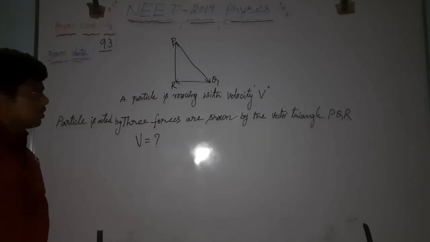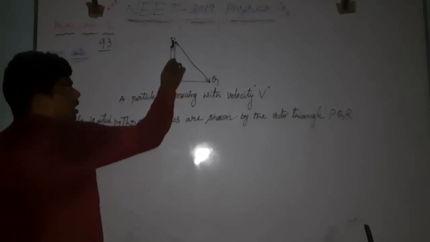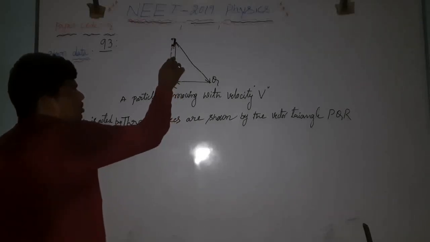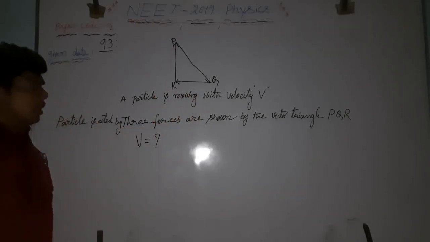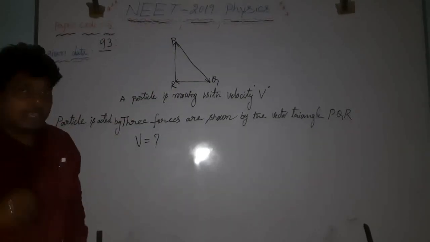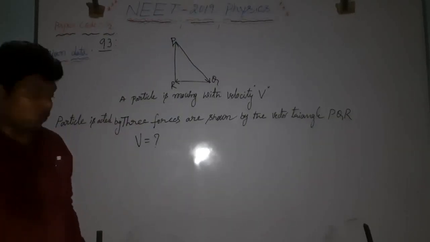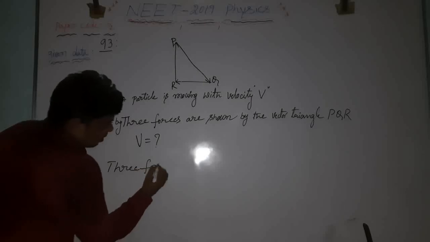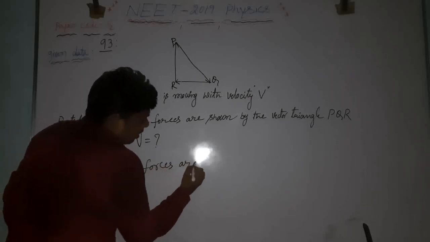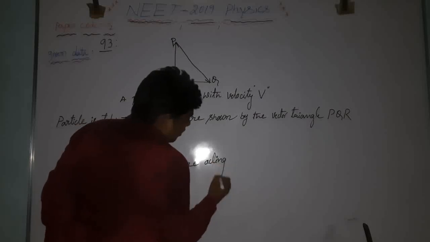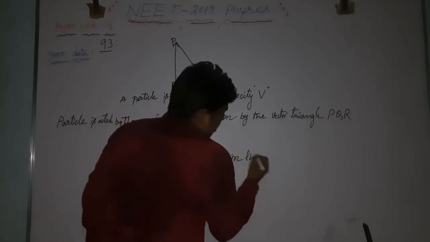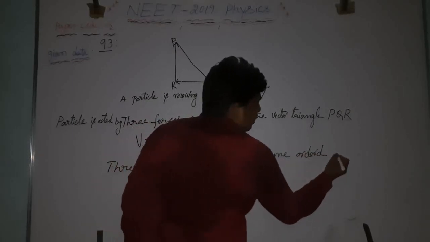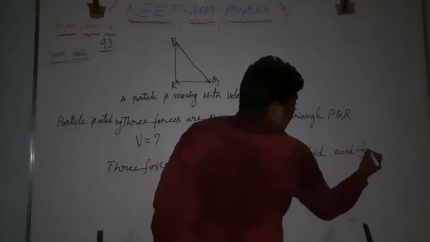If you observe the three forces PQR, you will come to know that all the three forces are acting in the same order. P is in this direction, Q is in this direction, R is in this direction. Means that P, Q, R are acting in the same order. They are forming a loop. Three forces are acting in the same order and forming a loop.